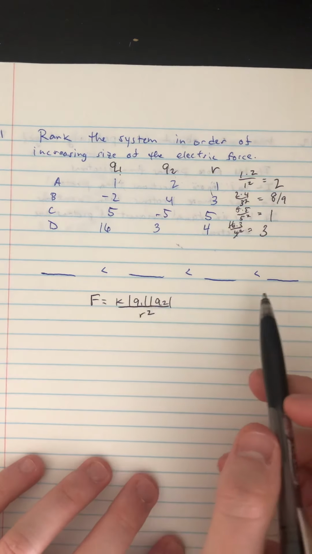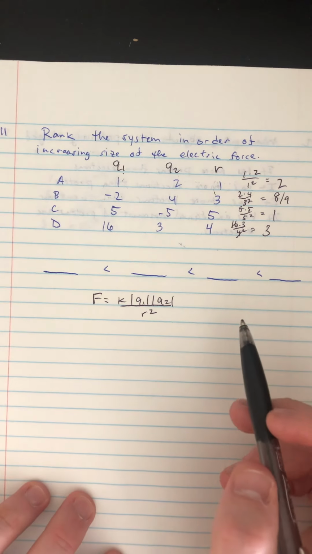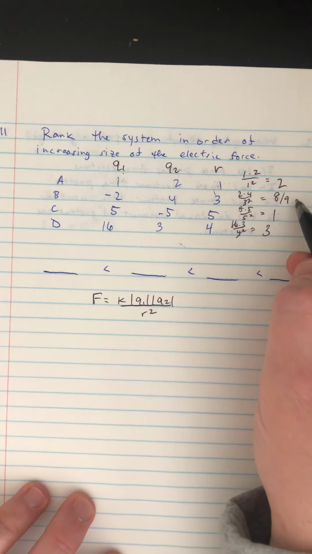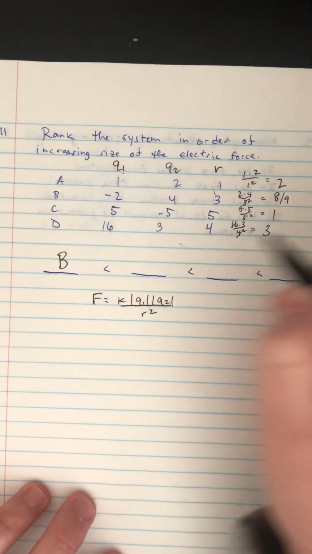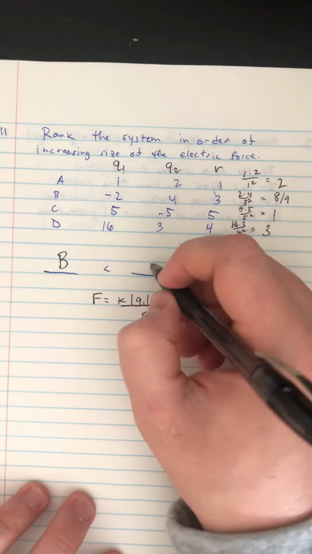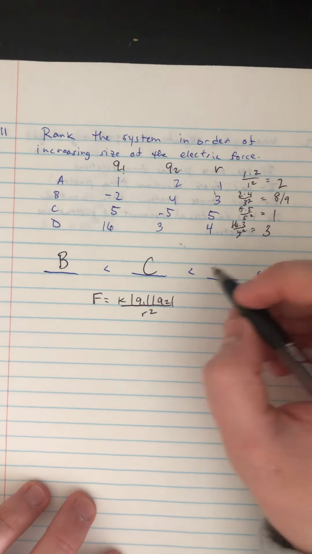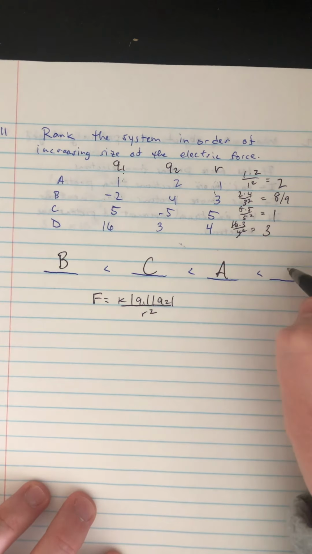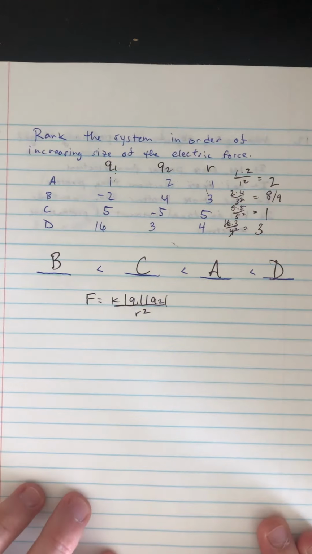Then we want to rank those in increasing order, right, from smallest to largest. So 8/9 is the smallest, that would be B, then 1, which is C, then 2, which is A, and then 3, which is D. So we would rank them like that, right?